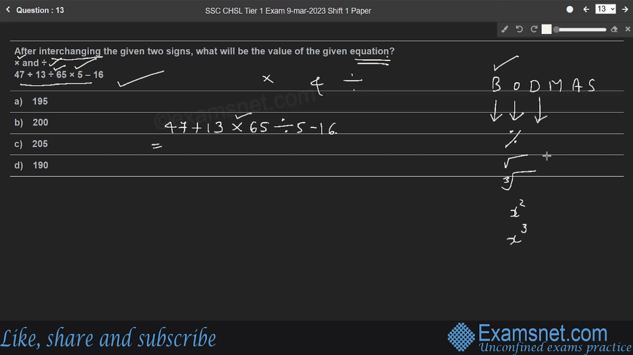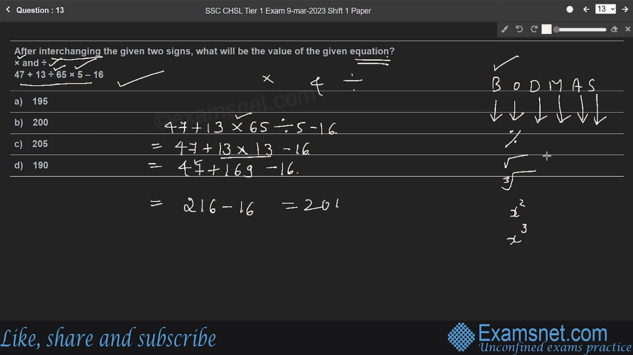So next comes division. So let us solve the division part here. 47 plus 13 into 65 by 5 is 13 minus 16. So next comes multiplication. So 47 plus 13 into 13, 169 minus 16. So next comes addition followed by subtraction. So 47 plus 169, which is 216 minus 16 is equal to 200. Therefore, option B is the right answer.